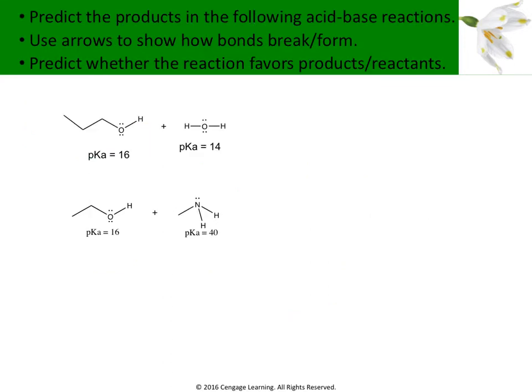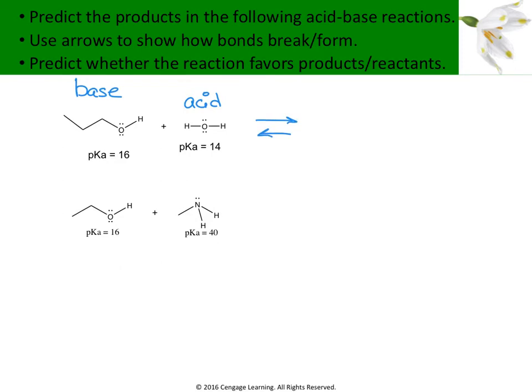So for both of these reactions, predict what the products would be and whether the reaction favors products or reactants, and then use arrows to show how the bonds break and form. So in looking at the reactants here, water is going to be the acid because it has the lower pKa of the two, which would mean this alcohol is going to be the base.